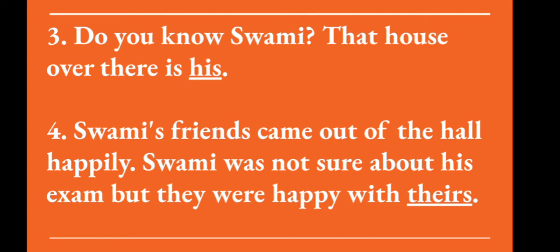The fourth one, Swami's friends came out of the hall happily. Swami was not sure about his exam, but they were happy with dash. What might be the word we have to use in the sentence? Theirs. Theirs, because we are talking about Swami's friends. So theirs is the possessive pronoun we have to use.